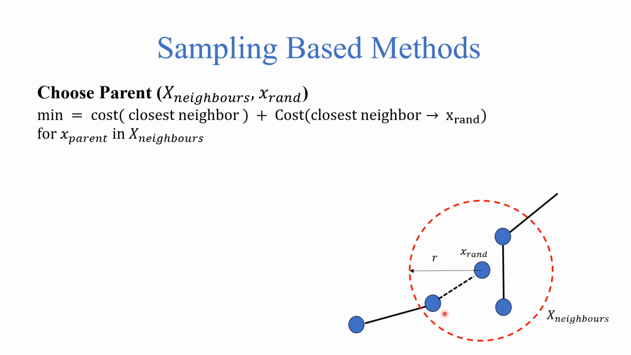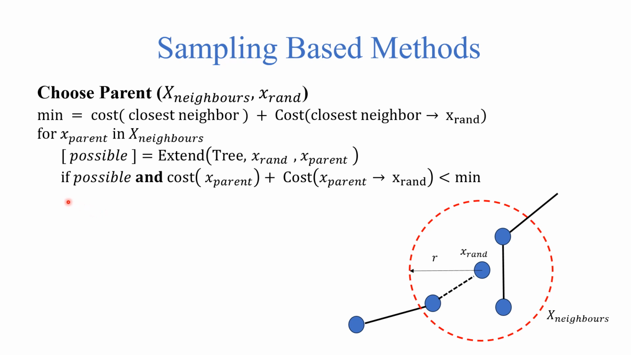Now, for every node that is found in X neighbors, we first try to extend from this parent to X rand. For example, we try to extend from here to here, from here to here, from here to here. So we might sometimes find obstacles, we might not. So each different node will have a different extension.